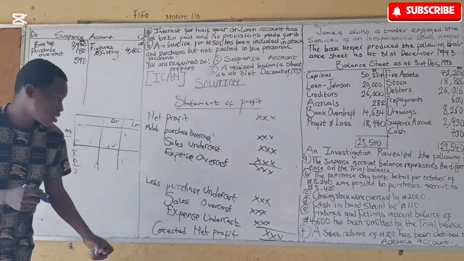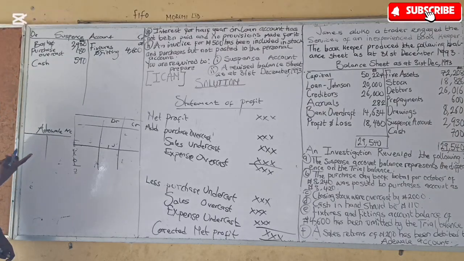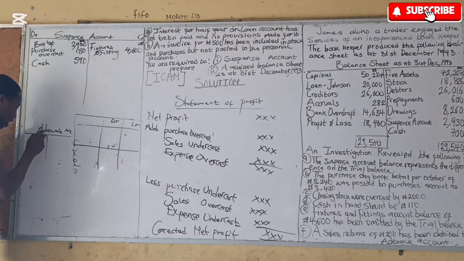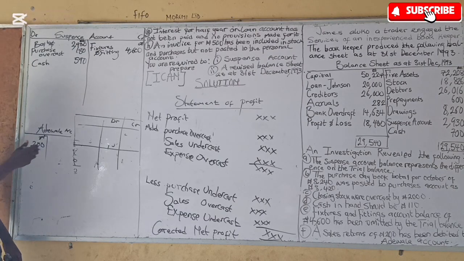So as I said, Adewale account should be credited, but the question says they debited his account. The amount is 200 naira. Now we want to move this 200 naira to the credit side. How do we do that? What you are going to do first is to multiply this amount by 2. When you multiply the amount by 2, you are going to have 400. Then record it in the credit side.